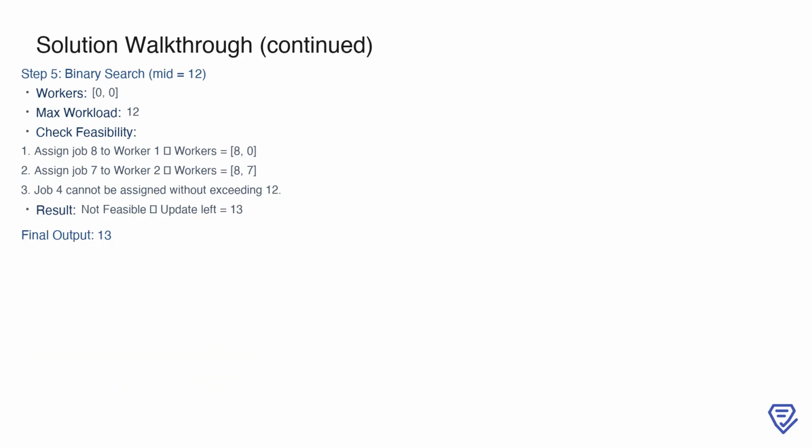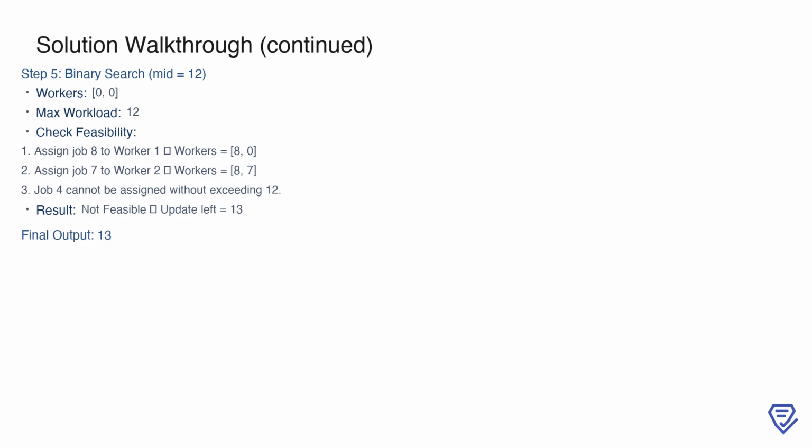Finally, we test the midpoint of 12. Starting with both workers at 0, 0, we assign the job with time 8 to worker 1, resulting in 8, 0. The job with time 7 is assigned to worker 2, updating workloads to 8, 7. However, the next job with time 4 cannot be assigned without exceeding the maximum workload of 12, making this allocation not feasible. As a result, we adjust the left bound to 13.